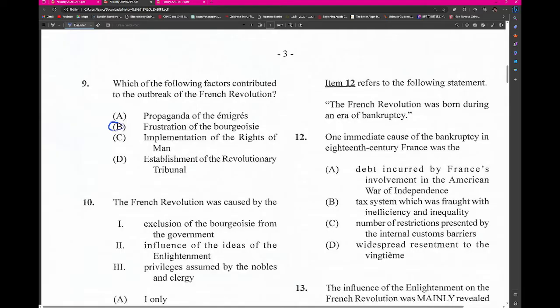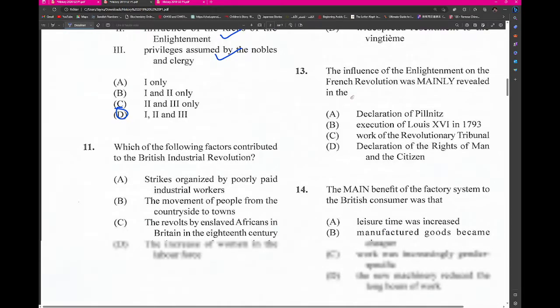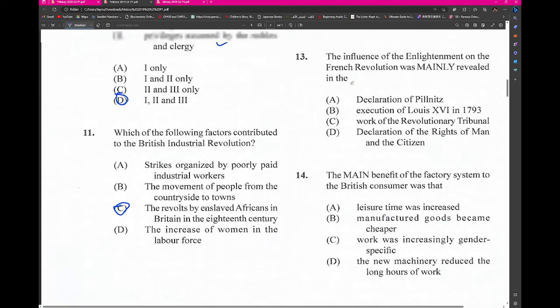Alright, 9. Which of the following factors contributed to the outbreak of the French Revolution? So we're looking at the frustration of the bourgeoisie. 10. The French Revolution was caused by the exclusion. So we're looking at all of these. Which of the following factors contributed to the British Industrial Revolution? So we're looking at the increased labor force of men, enslaved Africans would boost the British Industrial Revolution.